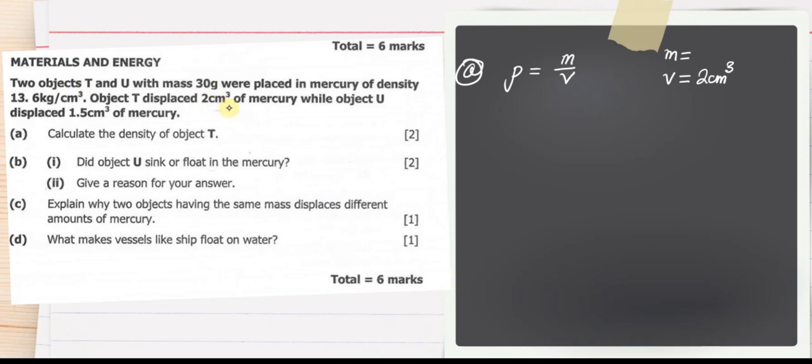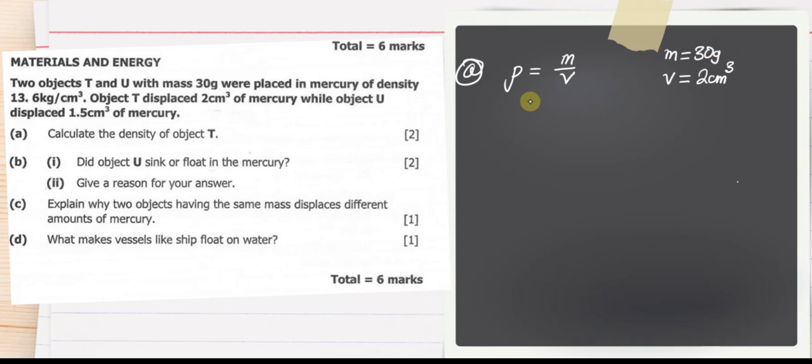From here we cannot tell what the mass is, but they've told us two objects T and U with mass 30 grams. Since the mass they've given us is 30 grams, it means that they were placing object T in mercury alone, and secondly they placed also object U there. So each of these objects is 30 grams. So object U has 30 grams as the mass.